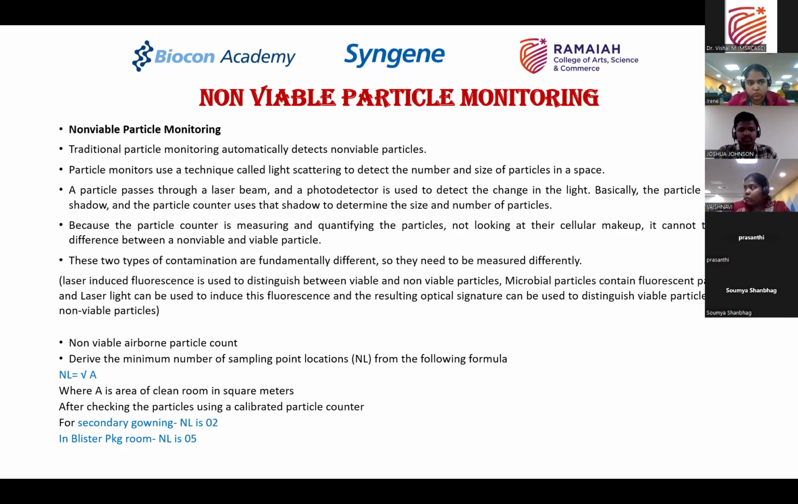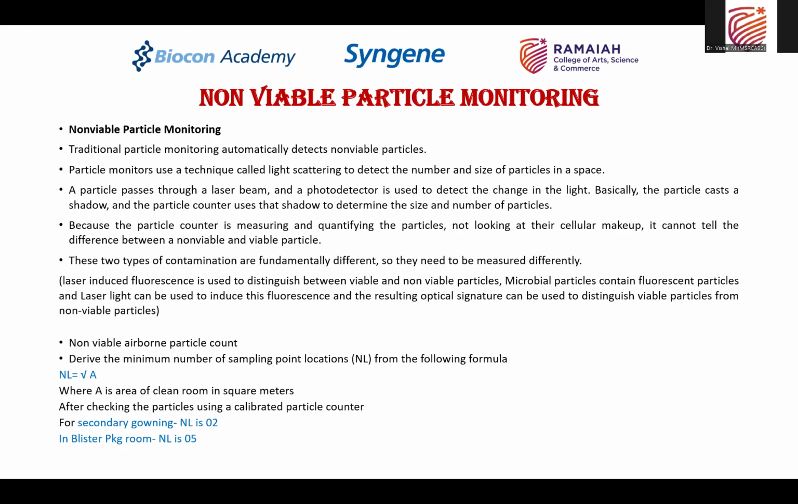Now, in general, a light scattering device cannot differentiate between viable and non-viable particles, because of the principle behind it. When a particle, whether viable or non-viable, comes in the path of the beam of light, it will create a shadow, and from that shadow the size and number of the particles will be counted. But a shadow will be created by living microorganisms also, if they come in the path of that beam of light.